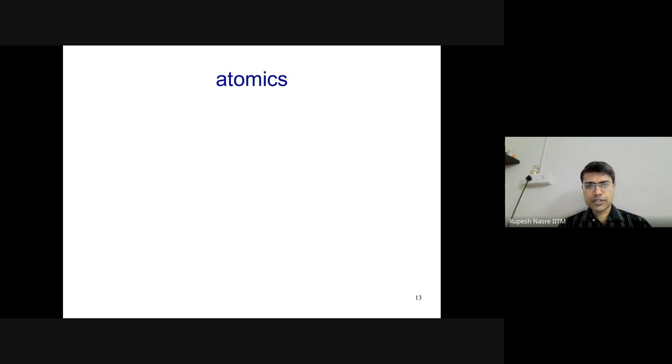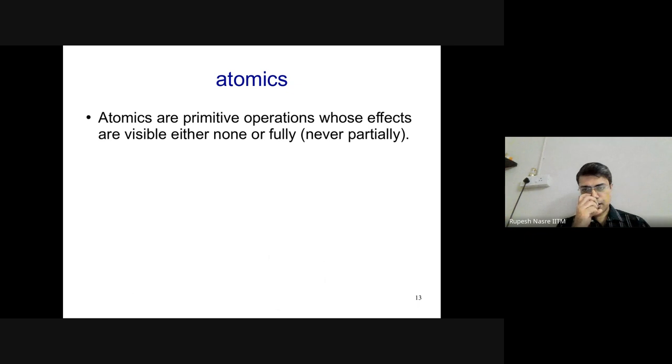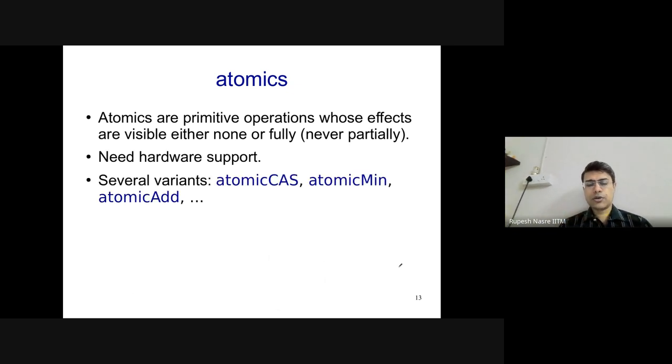move towards atomics now. We said that atomics are primitive operations whose effects are visible either completely or not at all. These are dependent on the hardware, and CUDA supports multiple atomic instructions like atomic compare and swap, atomic minimum, atomic add, etc., where atomic minimum and atomic add are all for two variables, right? So I'm going to find the minimum between x and y and assign it to x. It's not the minimum out of a range of elements, right? It's only for two variables.